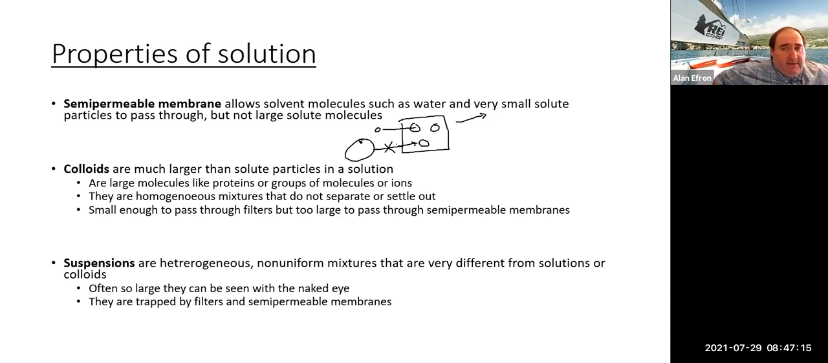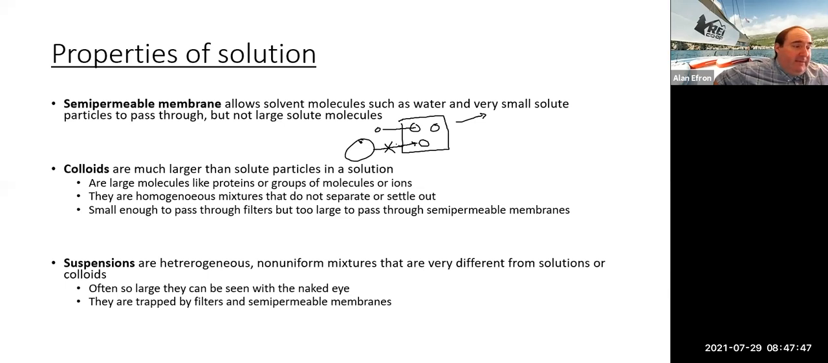Suspensions, on the other hand, are heterogeneous, non-uniform mixtures. Very much like a heterogeneous mixture, when you look at it, you see these different phases for sure. Same idea here: a suspension is sometimes large enough that you can see it with your naked eye. Because they're non-uniform and don't mix together well, they are trapped by filters and membranes, so they really can't go through much.